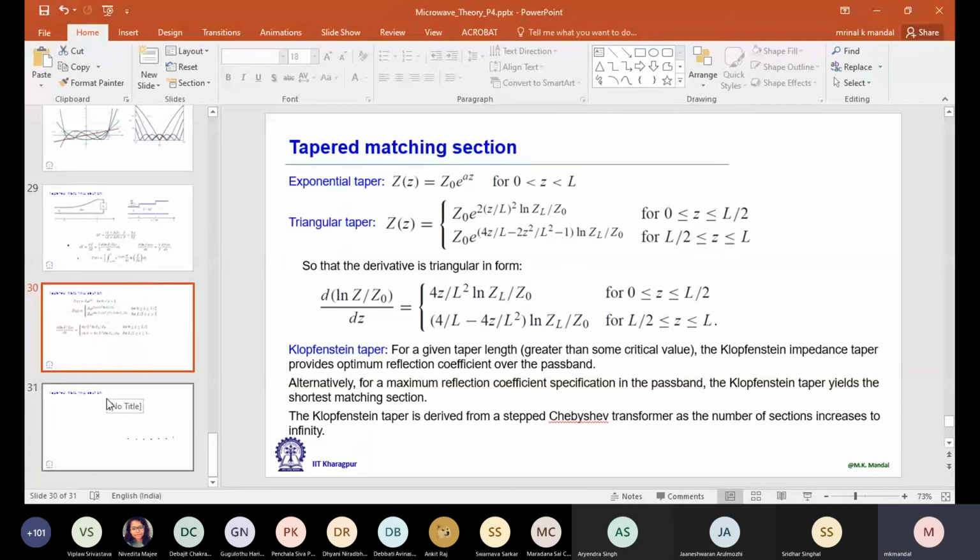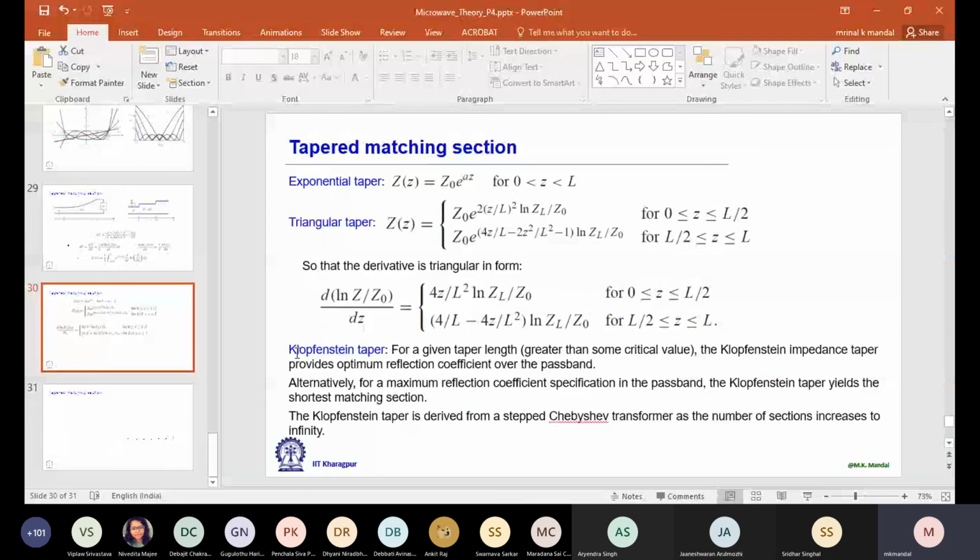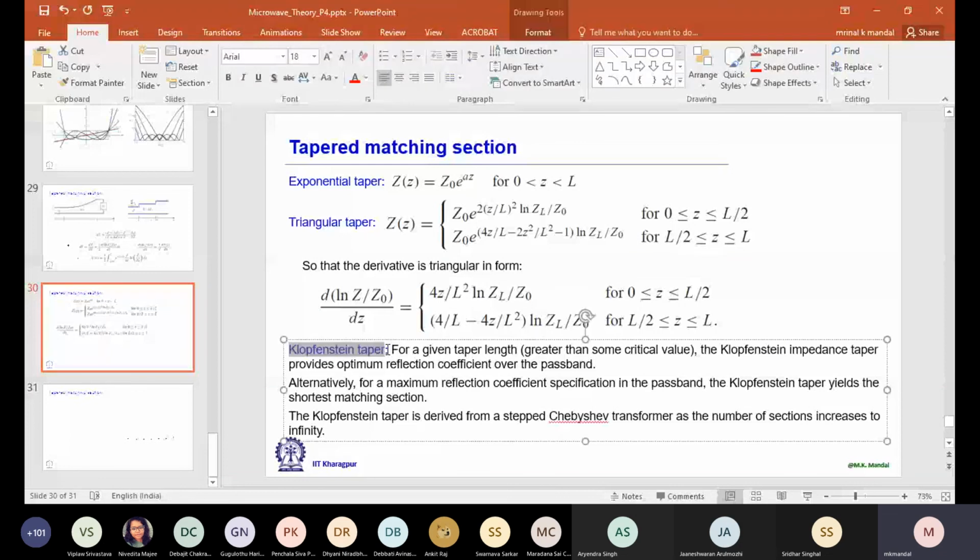I want to compare all these different techniques. Which one is the best? It was studied by one engineer, and according to his name it is known as the Klopfenstein taper. The Klopfenstein taper provides the widest bandwidth. For a given taper length, it guarantees the highest matching bandwidth, also called input impedance matching bandwidth, or simply impedance bandwidth.